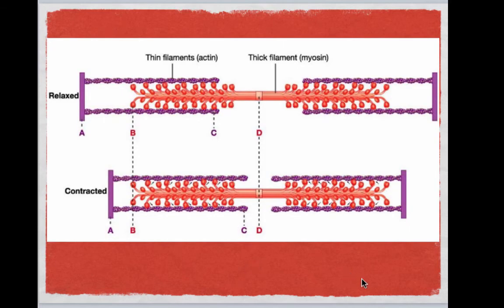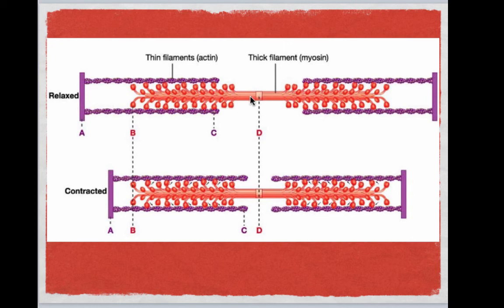So again, here we can see a relaxed bit of a sarcomere and a contracted bit. The relaxed sarcomere has a good deal of space here between the Z disc and the myosin, and it has a good deal of space in the middle here where the actin filaments are not touching and where we have only H zone, we have only bare myosin.